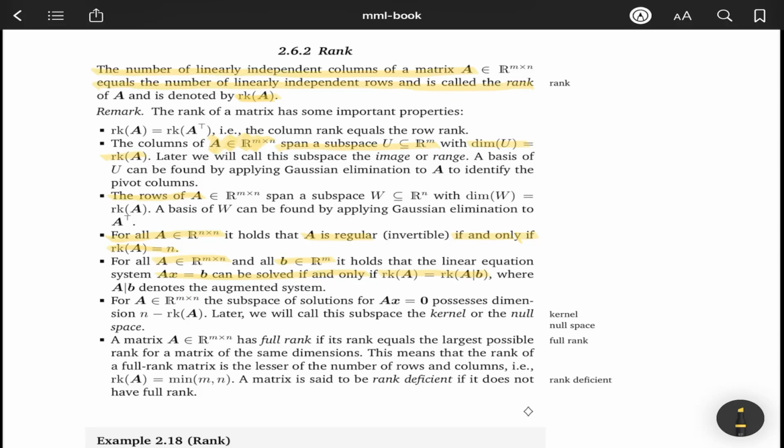That's quite helpful. For A in R^(m×n), the subspace of solutions for Ax equals the null vector possesses dimension n minus the rank of A. n is the number of rows. No, the number of columns. Sorry. So that's the number of columns minus the rank of A.